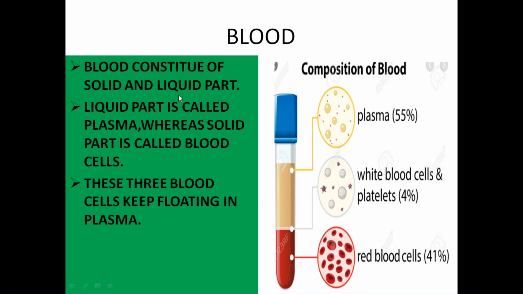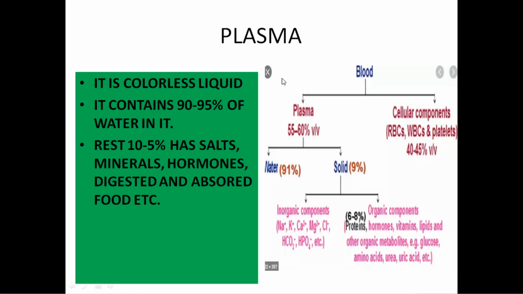Next is the liquid part. Liquid part is called plasma. So here you can see the percentage. In blood, 55% is plasma and the rest 45% is your blood cells. And again, one more thing, these blood cells keep floating in the plasma. So we'll start with plasma, one of the components of blood.